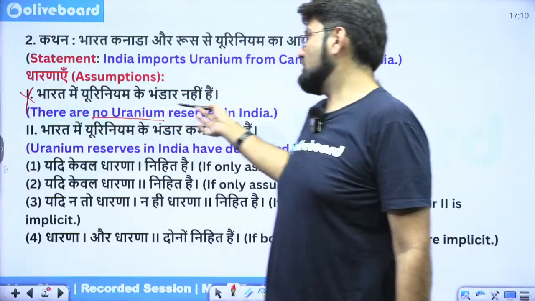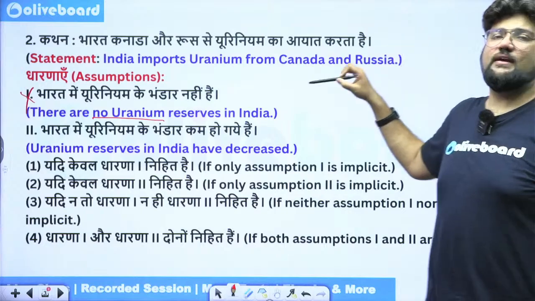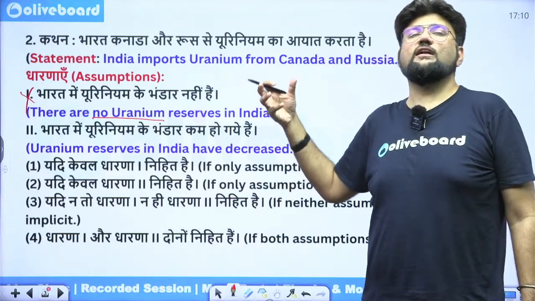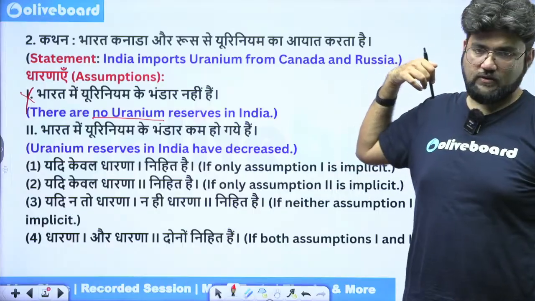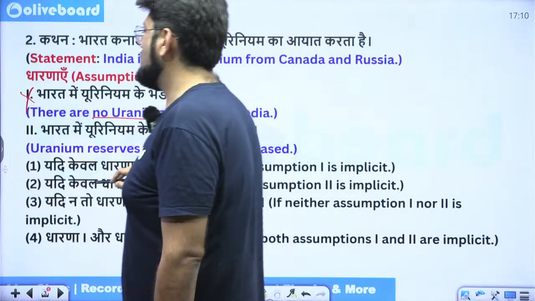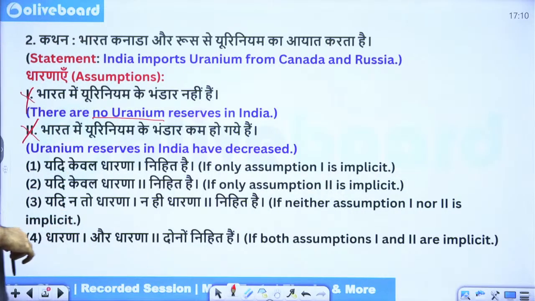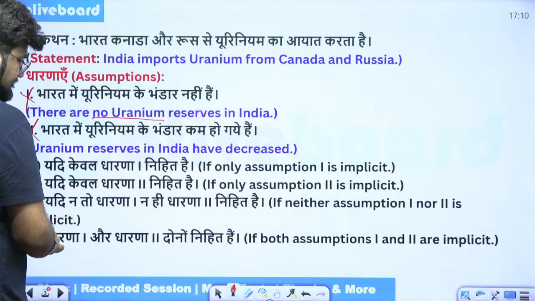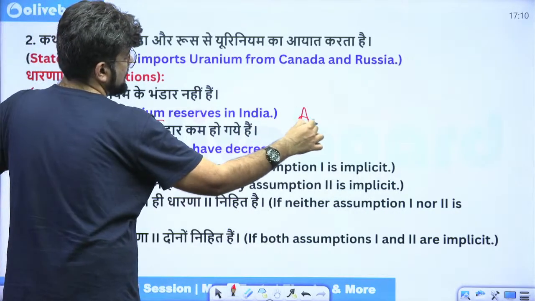Maybe we have uranium reserves. The author is not hinting towards any such thing. Maybe we need 100, but we have only, let's say, 45 or 50. So we need to import some more. And again, the uranium reserves in India have decreased. Again, this cannot be made as an assumption from the author's perspective before writing this. Okay. So ideally, both of them are incorrect. Both of them are incorrect. Option 3 is the correct answer.